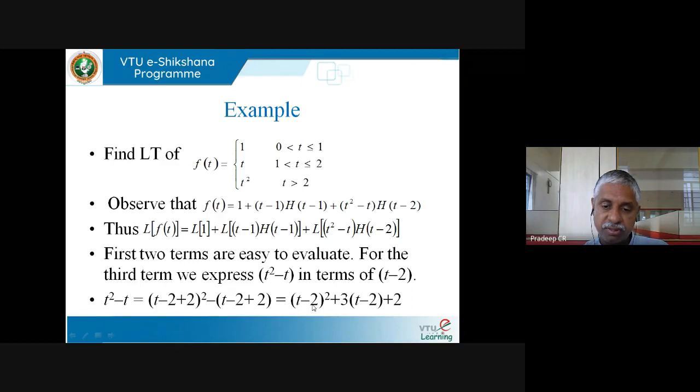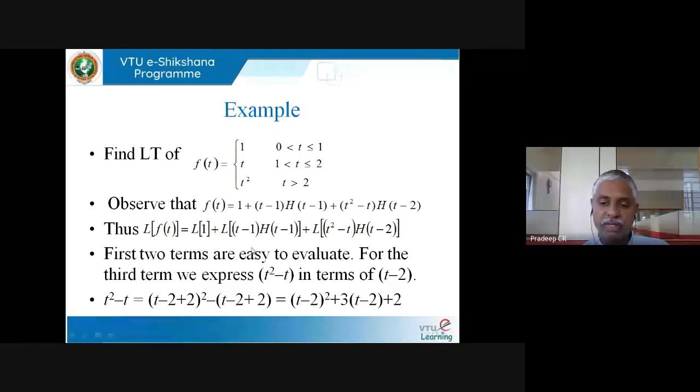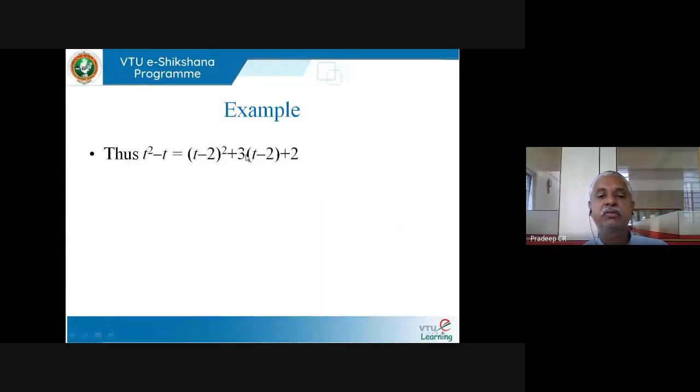So it is 4(t-2) minus (t-2). So I get 3(t-2). And here 4 minus 2. So I have done this thing. So t square minus t is nothing but (t-2) whole square plus 3(t-2) plus 2. So this is how I write my bad looking function in terms of the way I want it.